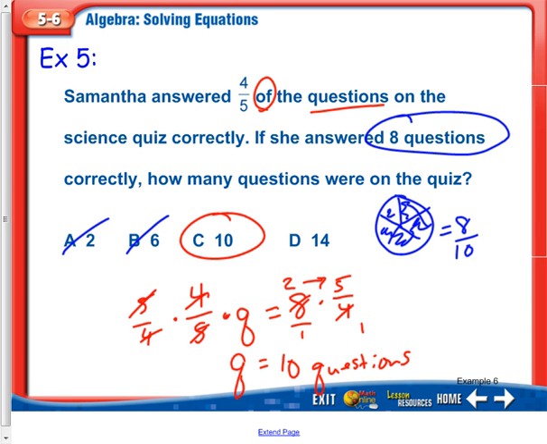So I'll ask you another question. What percent did she get on this quiz? Can you change this into a percent? If you can, let me know what Samantha scored on this quiz tomorrow.